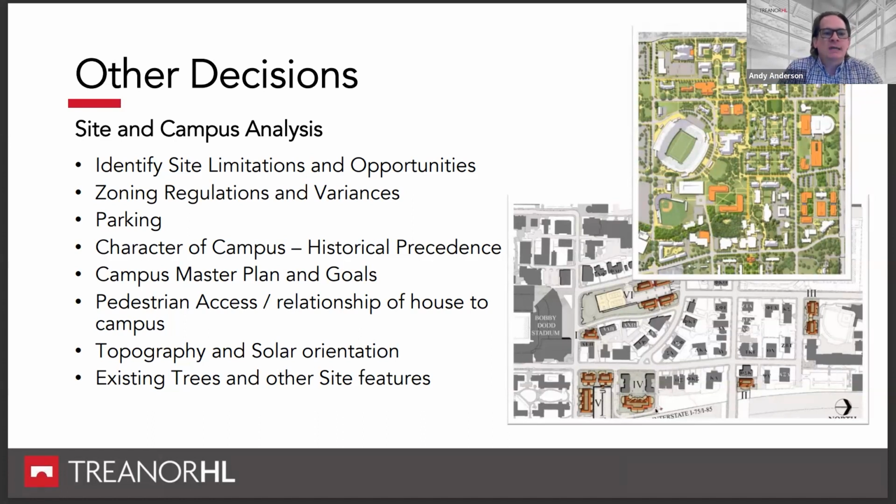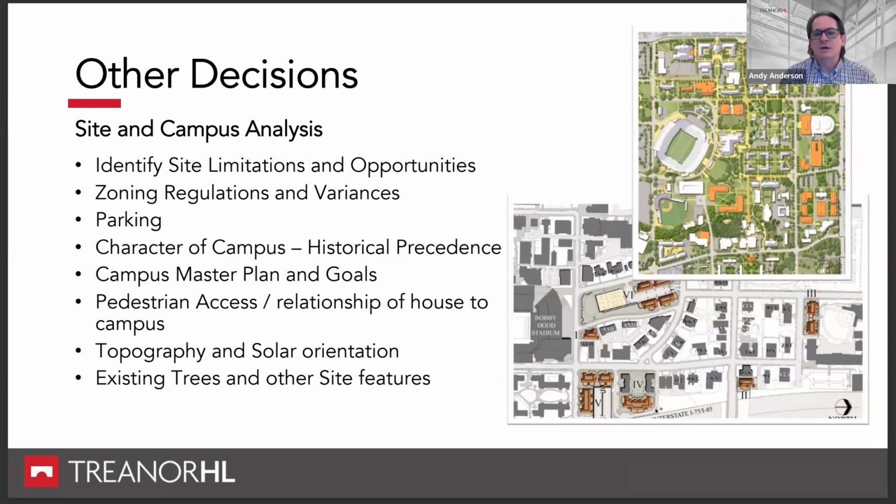We also help you think about many of your members that live in the house or even attend the house for lunch or come into the house from campus, from where their classes are. So we think about where's the pedestrian access to the house in relation to the campus, and that determines how we design the house. What's the topography of the site? A lot of sites are flat, but some are really steep. And what's the solar orientation?